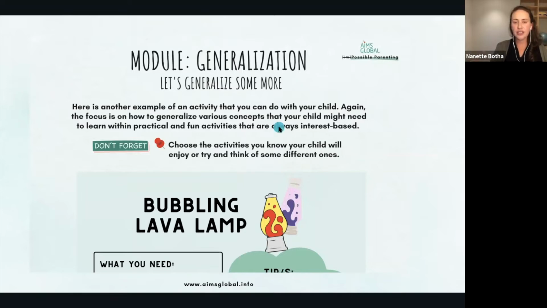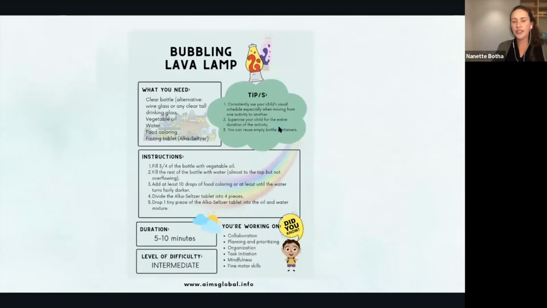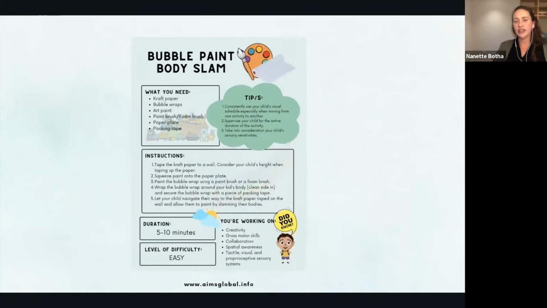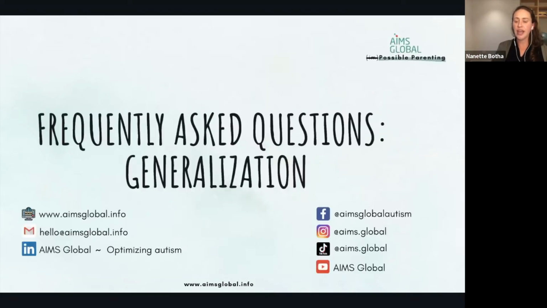So if you look at the activities here in the handouts, there's a bubbling lava lamp, there's a catapult stick, some bubble paint, different examples there. And these are just activity maps. It's just fun activities, games that you can do, things to make and go and experiment with your child. And yes, it's an activity and there's a product at the end, but it's really not about the product. It's about everything that you're covering in between.